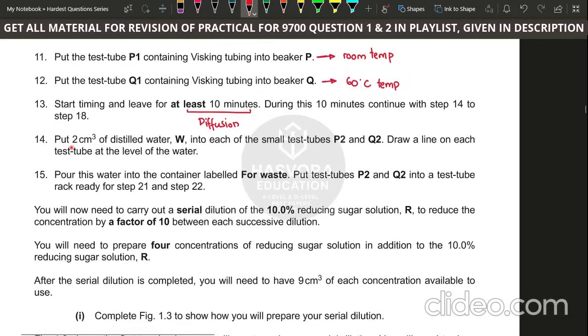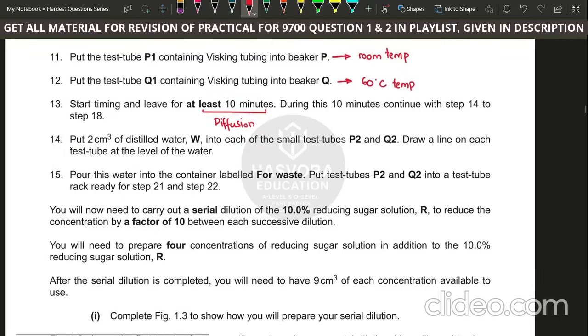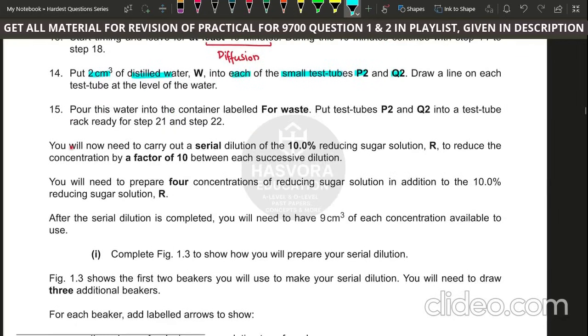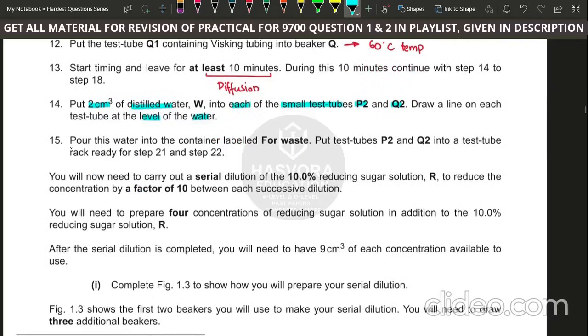So put 2 cm cube of distilled water W in each of the small test tubes P2 and Q2. Draw a line on each test tube at the level of the water. So now you will be putting 2 cm cube of the W into each of the small test tubes P2 and Q2. Now these are other test tubes, not the same as the P1 and Q1. You have left that. So now you are just adding 2 cm cube of distilled water into P2 and Q2. Let's see what the examiner wants us to use it for.